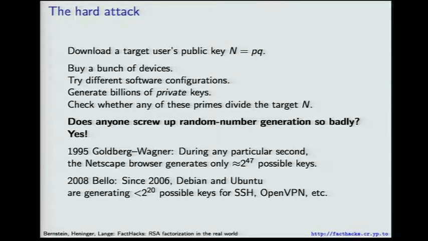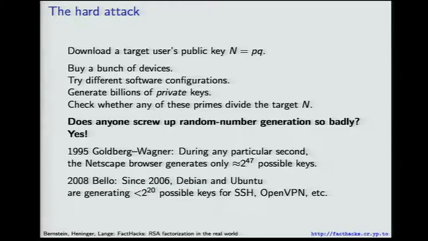Another example, the Debian bug, the horrendous failure for SSH and lots of other applications from a few years ago. Debian and Ubuntu for a year and a half were generating only, well, fewer than 1 million possible public keys. So complete disasters of random number generation.